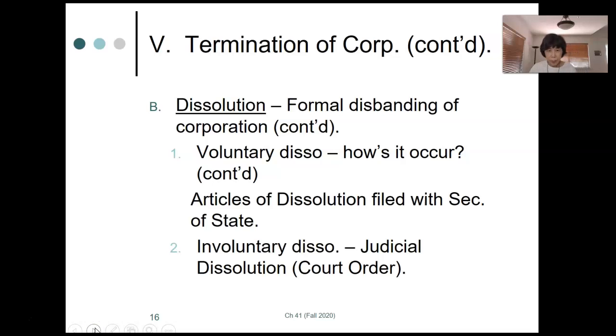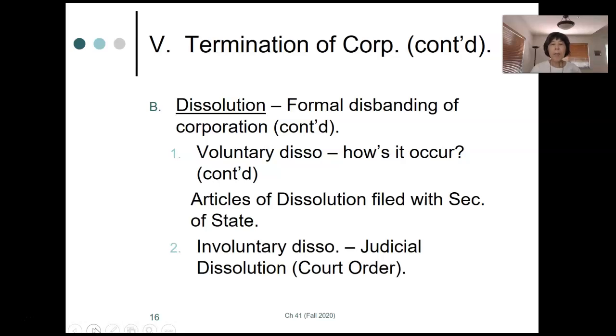Once we have either a proposal by the board approved by the shareholders, or the shareholders unanimously consent, then the matter goes to the Secretary of State's office. All right, articles of dissolution will be signed, and then ultimately they get filed with the Secretary of State's office.